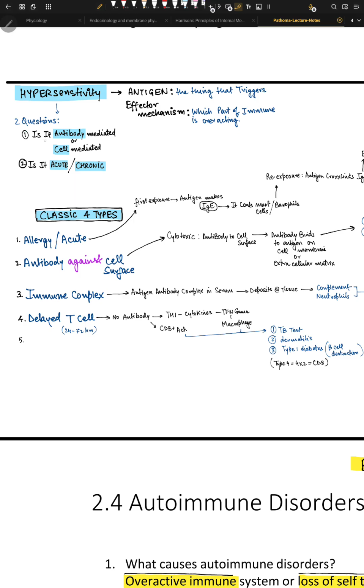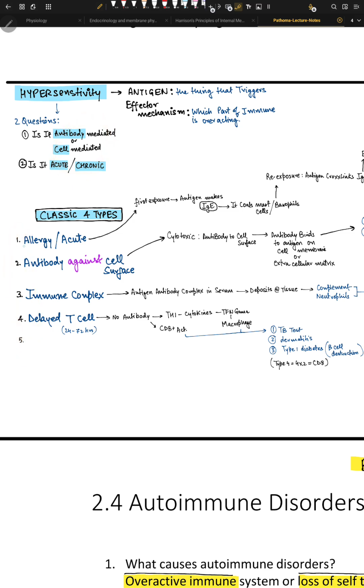So we have to ask 2 questions. First of all, is it antibody mediated? Antibody mediated means gamma globulin mediated. Or is it cell mediated? That's very important. Cell mediated means neutrophils and so on. Also, is this hypersensitivity acute or is it chronic? That's very important as well. We can divide these hypersensitivities into 4 types, especially 5 types.